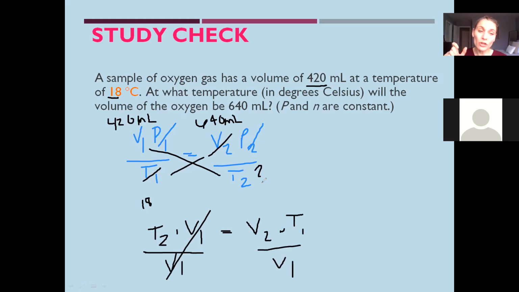And now when I go to look at my unit, just from looking at this example, this volume will be in milliliters. This volume will be in milliliters. Those will cancel out. And now all I'm left with is degrees Celsius. So like I said, we did this one in class, but I just wanted to run back through it and make sure these make sense.